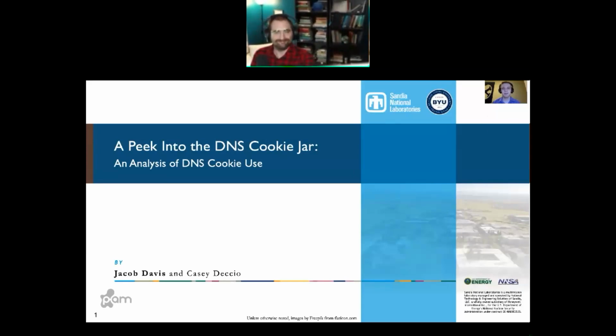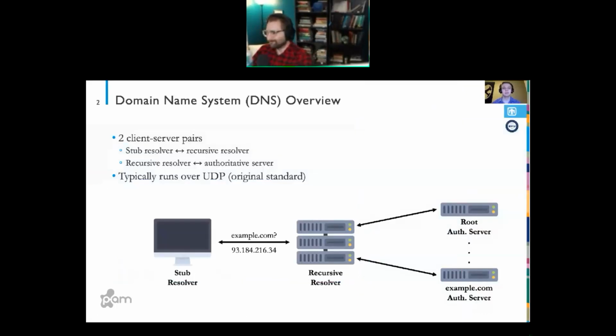Hi, my name is Jacob, and today I'll be presenting our work on measuring DNS cookies. So to start, the domain name system, or DNS, is of course a key aspect of the internet used to convert domain names to IP addresses. And in our typical architecture, we'll start with a stub resolver, such as a laptop, which will ask a recursive resolver a query. And that recursive resolver will then ask a series of authoritative servers.